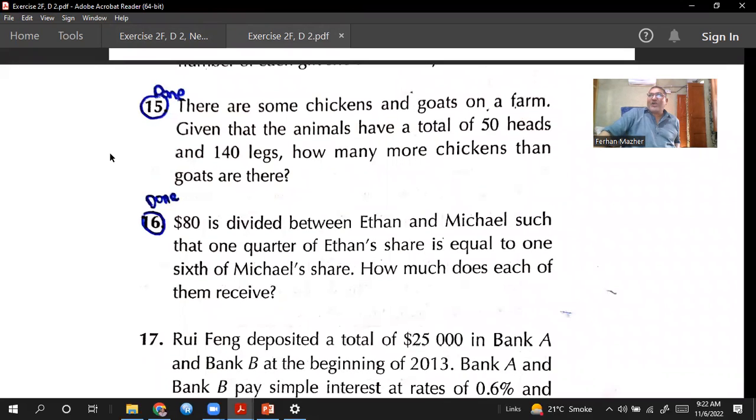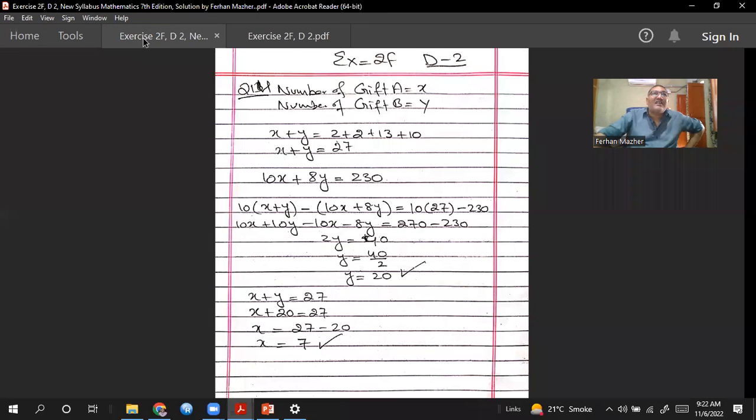So we are on the next question. The next question is question number 15. There are some chickens and goats on a farm, given that the animals have a total of 50 heads. Because each animal has one head, the total number of chickens and goats, the sum, is 50, and 140 legs. Each chicken has 2 legs and each goat has 4 legs. So the total legs are 140. How many more chickens than goats are there?